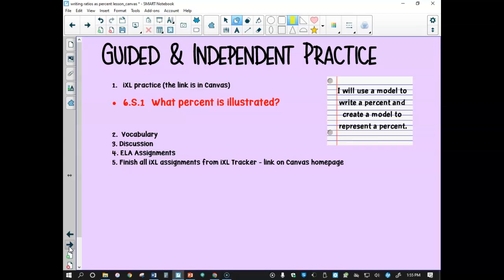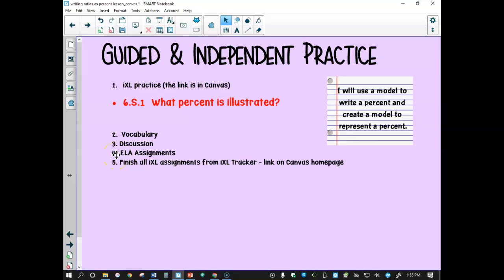So now let's look at your guided and independent practice. The first thing you're going to do is you're going to go into iExcel and you're going to open this link, the link that's in your Canvas lesson, 6S1, what percent is illustrated. And you're going to get 90 points. When you finish that, make sure that you've done the math vocabulary. Make sure that you do your discussion for today. And then when you're done with math, you're going to work on your ELA assignments for Monday.